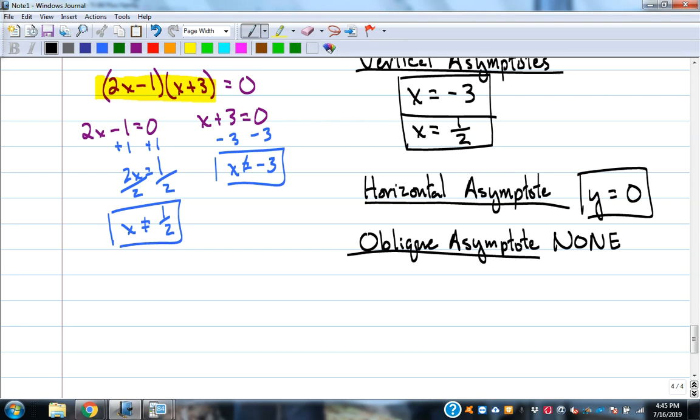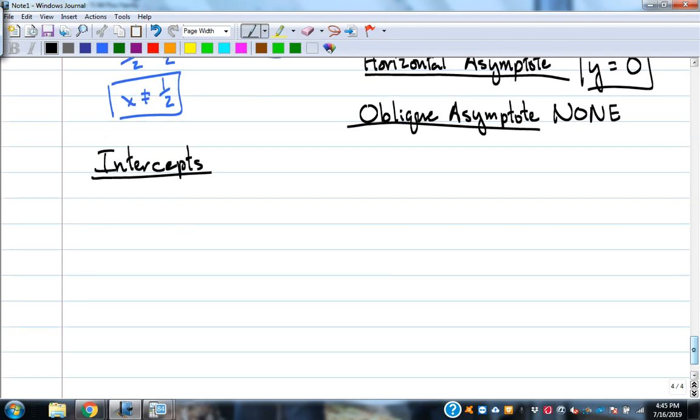All right. Now the last thing we got to do is get those intercepts. Intercepts are not hard to find. The x-intercepts are the hardest one. The x-intercepts are where what equals 0? What equals 0 if something is on the x-axis? It's where y equals 0. So all we've got to do is set the equation equal to 0.